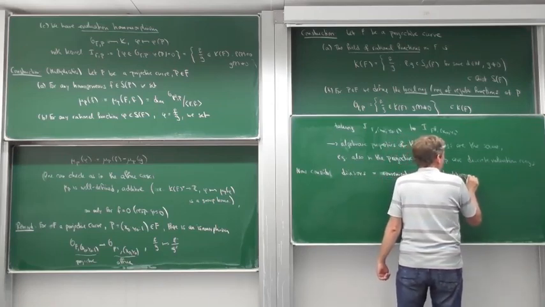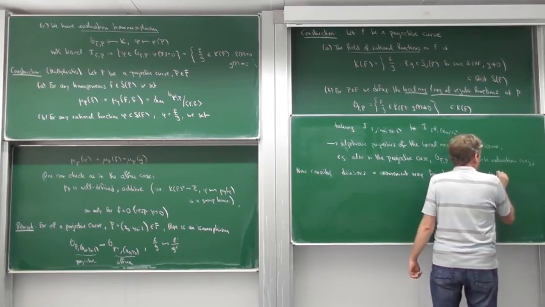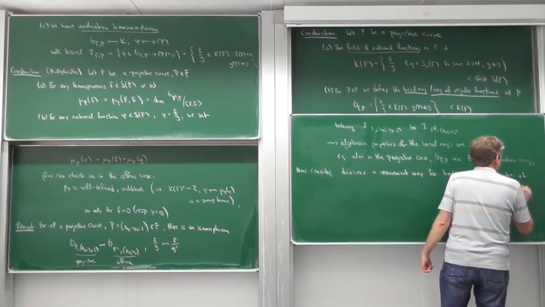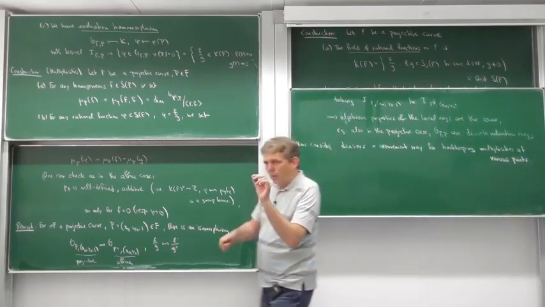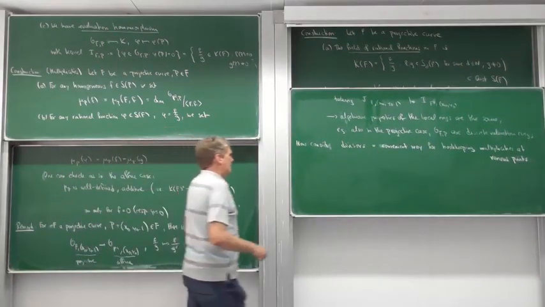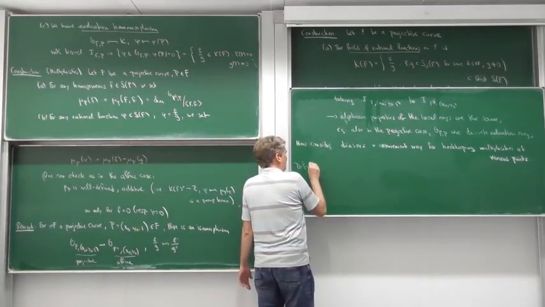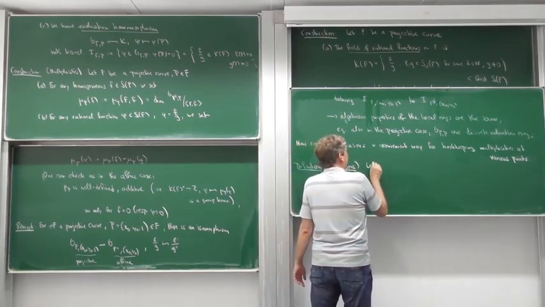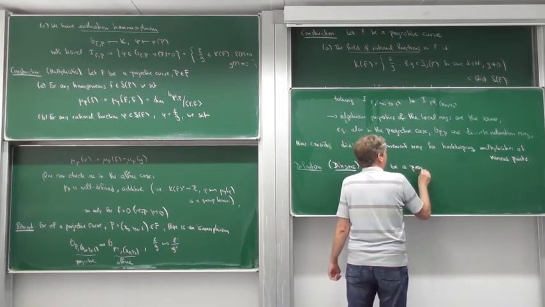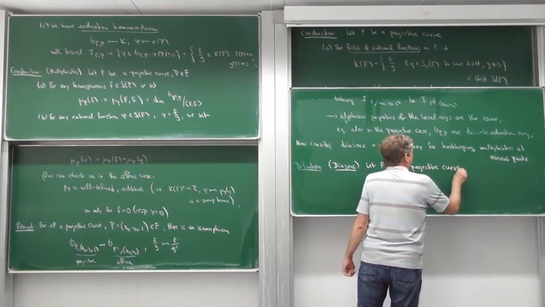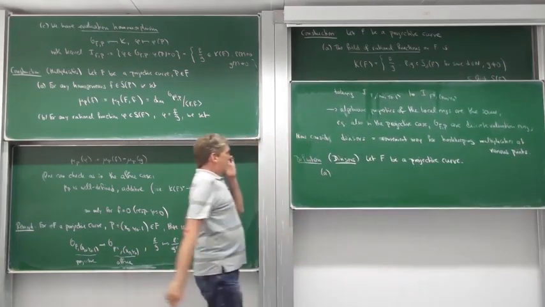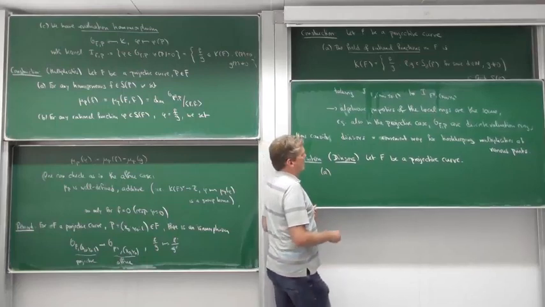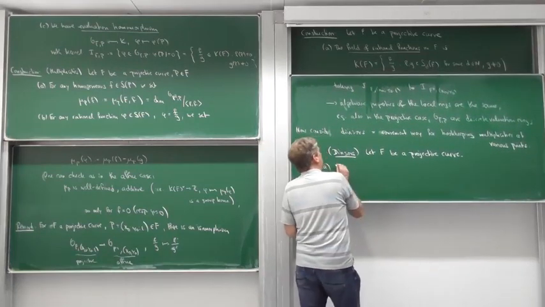bookkeeping multiplicities at various points. So that means not only considering one point at a time, but all points simultaneously. Let's just start with the definition of divisors. Say let F be a projective curve. We don't need a point for that, but a divisor on the curve is just a formal finite linear combination of the points of the curve with integer coefficients.